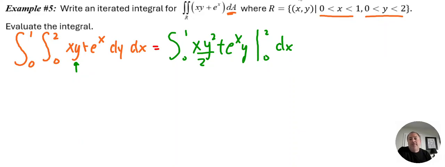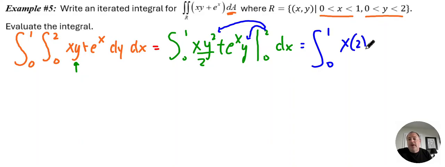It's getting a little messy, but we are okay with it. So we're going to integrate from 0 to 1. Everywhere I see a y, I'm going to replace it with a 2, and technically plug in 0 at the end, but that's all going to go away. So let's write this out here. We get 2 squared all over 2 plus e to the x times 2 dx.